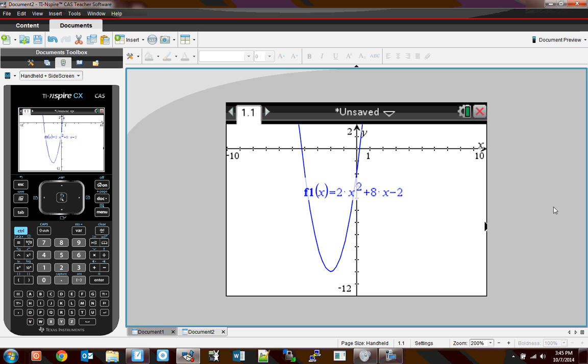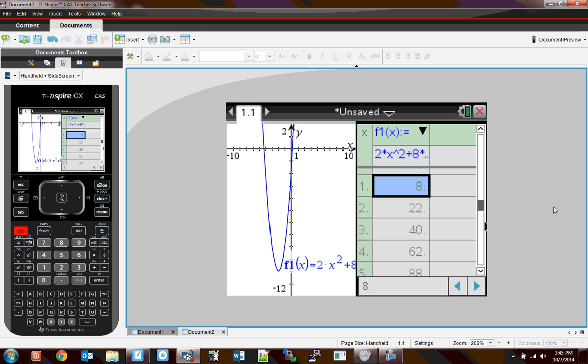So if you remember, to get to the table, you simply go Control T and it'll pop the table up. Now, we're looking for the min. For the min, it looks like it occurs at about -2, so we can scroll up in the table. Oh, there we go, right there. See how it goes -8, -10, and back to -8? And so that tells you that -2, -10 is in fact our vertex.